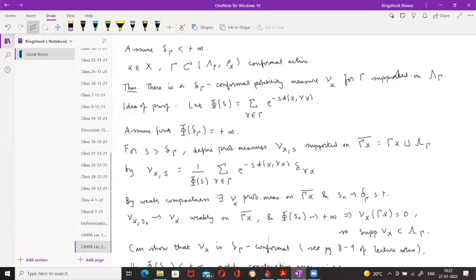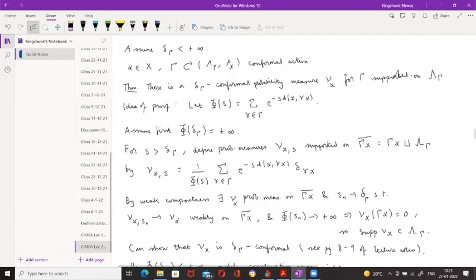So therefore, by weak compactness, we get a probability measure nu x on this orbit closure and a sequence s_n converging to the critical exponent, such that nu x s_n converges to nu x weakly on the orbit closure.